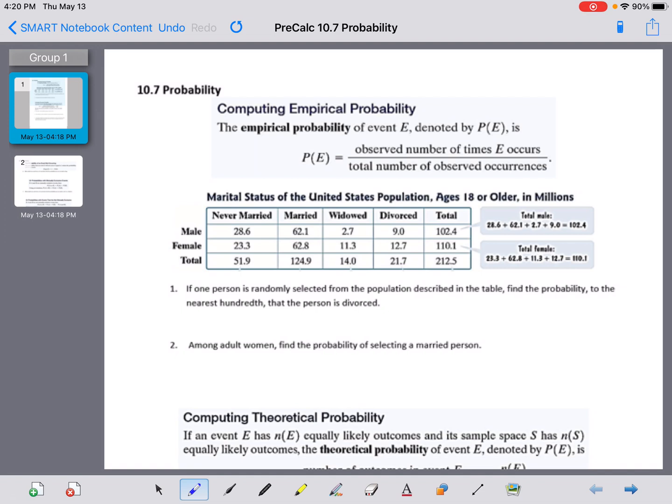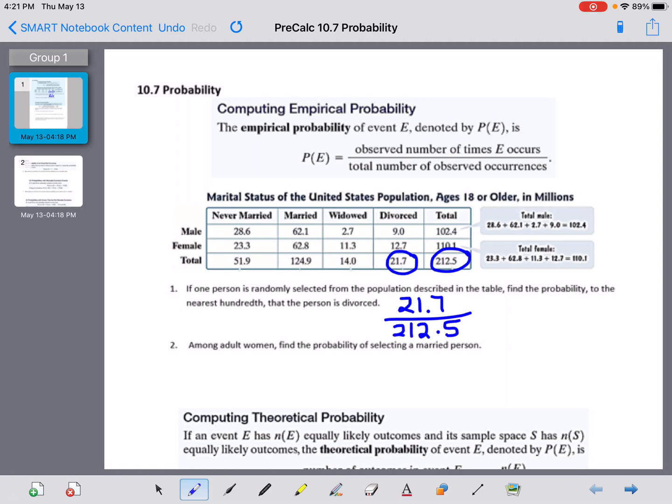So for number one here, if one person is randomly selected from the population described in the table, find the probability to the nearest hundredth. And by the way, a lot of our probability we will turn into decimals because it makes more sense, or more specifically, we later change them to percents, that a person is divorced. So we want to know how many people are divorced. And so if we look here, because we're not narrowing it down between male and female, we're going for the total number of divorced, which is 21.7, over all of them that were surveyed total. So again, we're using this total number of 212.5.